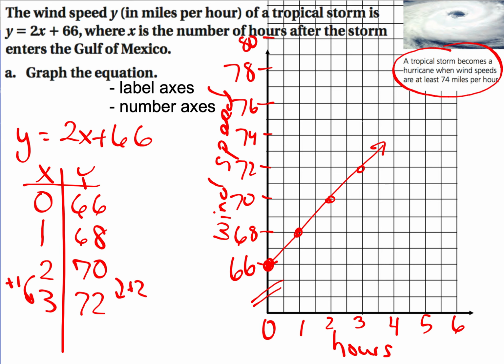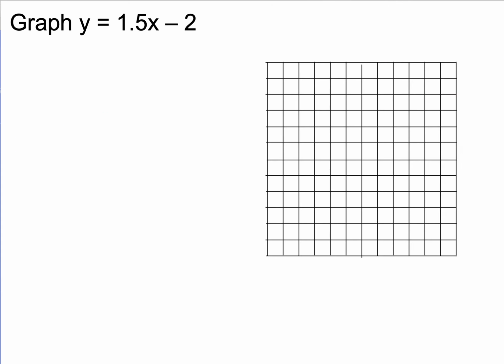A tropical storm becomes a hurricane when wind speeds are at least 74 miles an hour. So 74 miles an hour is right here. Anytime the speed is higher than that, it is a hurricane. Down here, it's a tropical storm. So it will become a hurricane once it passes this point, which will happen after 4 hours. So 4 hours is how long it'll take to become a hurricane.